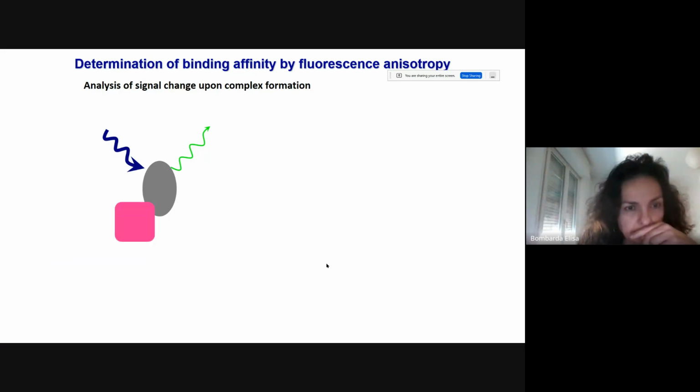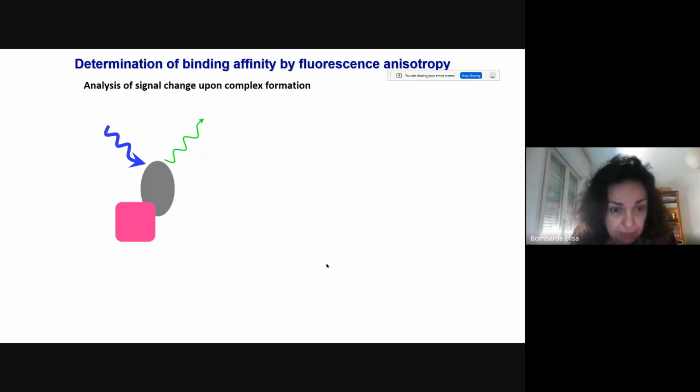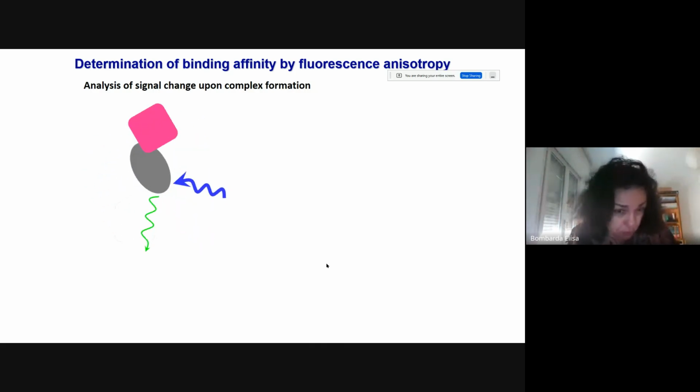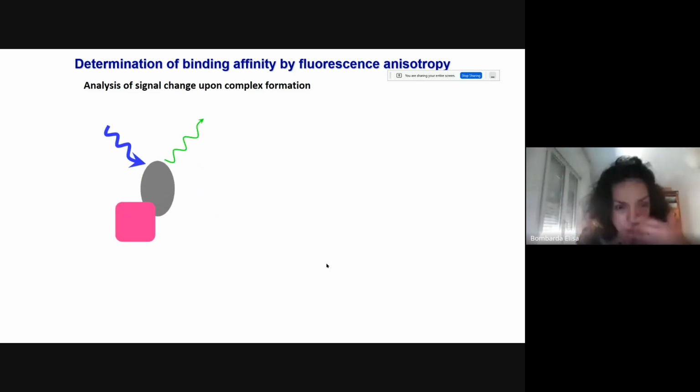And then we put it, it binds a ligand, and I measure the rotation. It will be slower because of the dimension of the molecule and so on. So the anisotropy will also be different for the complex.